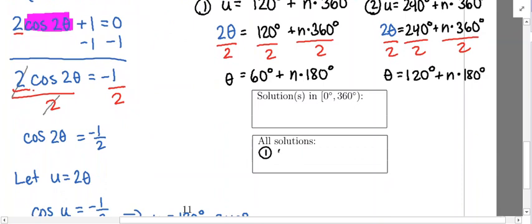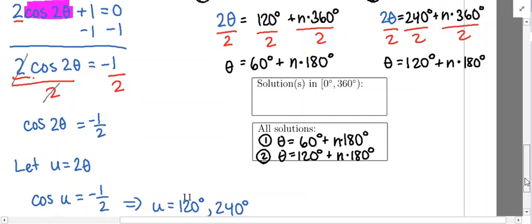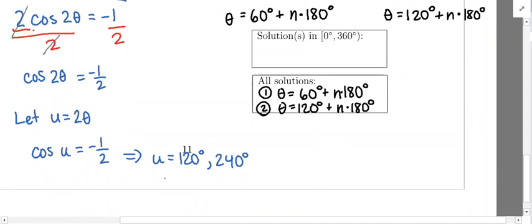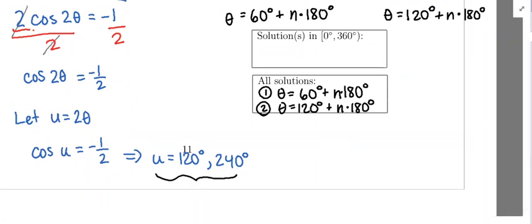So we can transfer these to the last box. The first equation is theta equals 60 degrees plus n times 180 degrees. The second statement is that theta can be 120 degrees plus n times 180 degrees. Now we need the solutions between 0 degrees and 360 degrees. Remember, 120 and 240 are u solutions. If you want theta solutions, you have to generate them from these two equations.